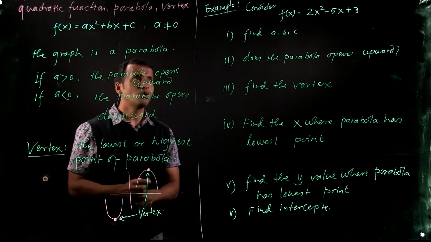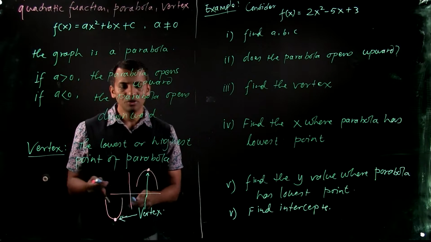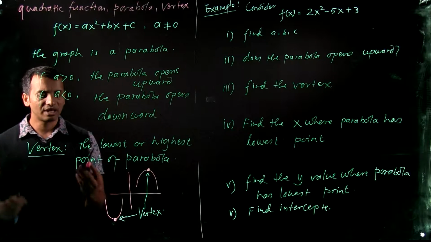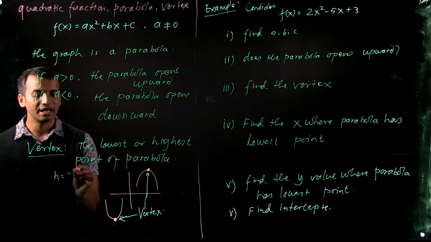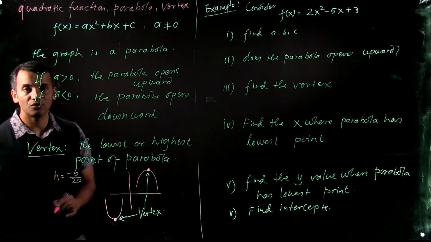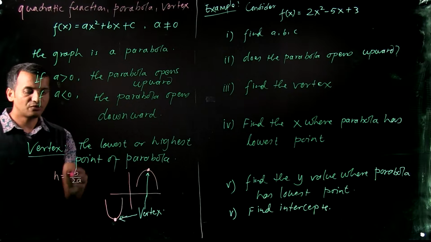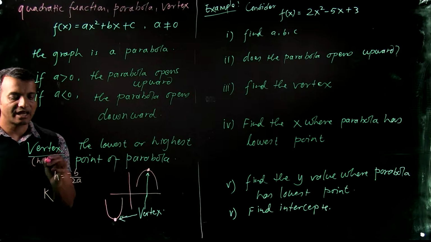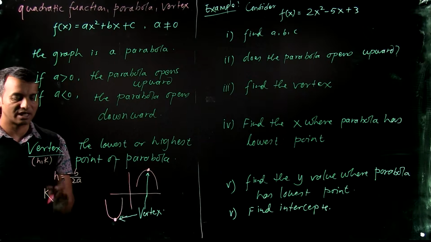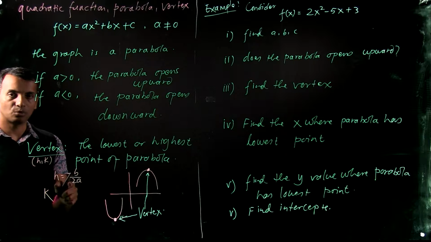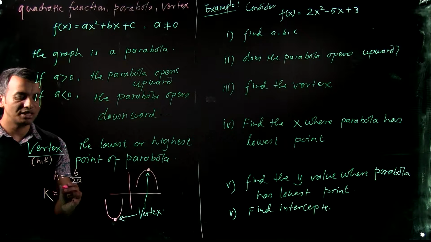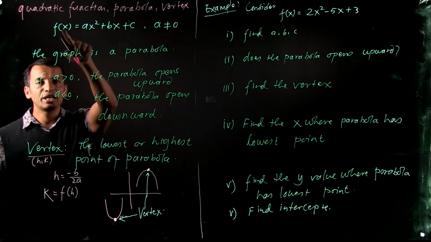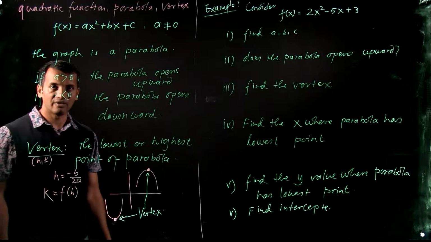Okay, so what is the formula to find the vertex? We denote the vertex by h and k, that's the notation for the vertex. The formula for h is negative b over twice a. To find k, you plug h into the x of that function. So you just plug in h to get the k value.